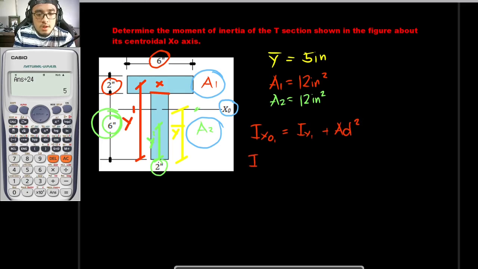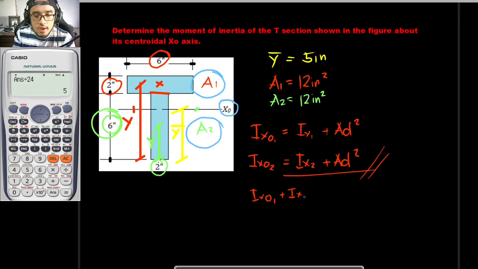And the moment of inertia of the second area about the centroidal axis is to be I sub x2 plus AD squared. And if we are to get the total of this, we would be adding I sub x sub O sub 1 plus I sub x sub O sub 2, and that is to be equal to the total moment of inertia about the centroidal axis I sub x O. So there we would just be solving for these quantities right here and getting the summation for us to get the total moment of inertia about the centroidal axis.